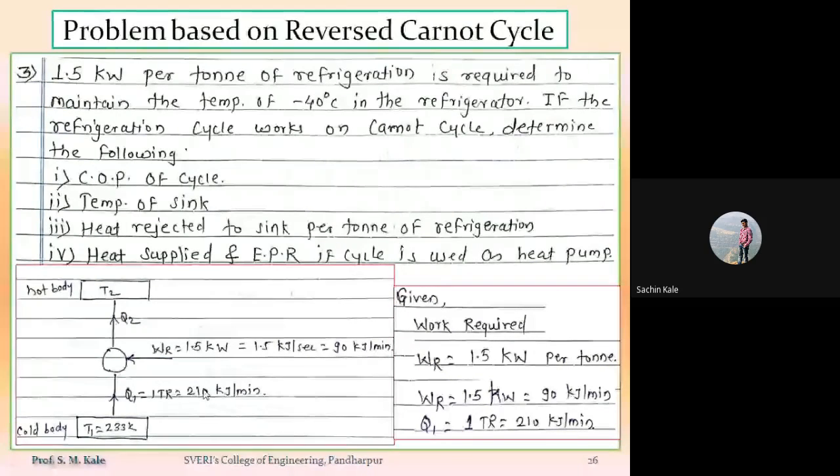What is the value of Q1? It is 210. What is the value of WR? 90. Take both in the same unit, kilojoule per minute. So 210 plus 90, that is nothing but 300 kilojoule per minute. That is the answer of your third question, the heat rejected to the sink per ton of refrigeration.